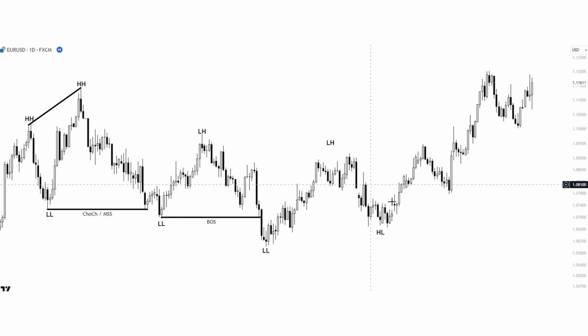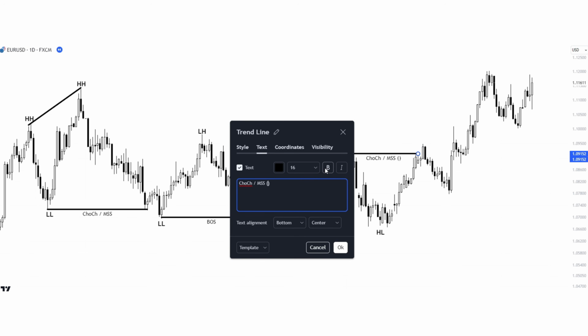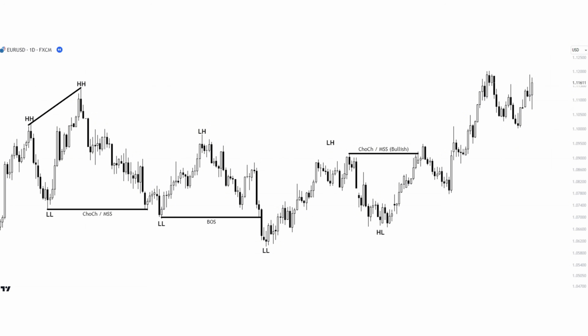And after the higher low, we've got a push to the upside that breaks the last lower high. So it has formed a new higher high. By breaking the last highs, we have now got a change of character or market structure shift, but a bullish one this time. And we got the pullback to the downside, with another higher low formation.